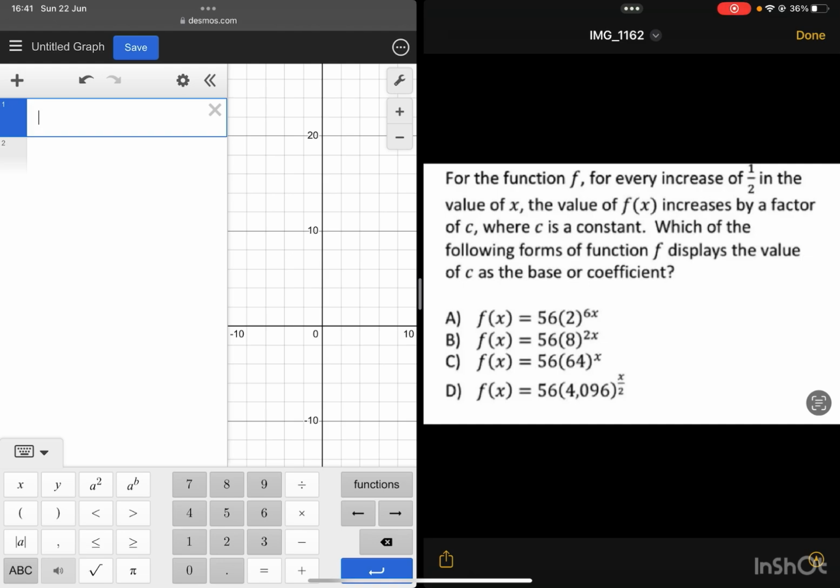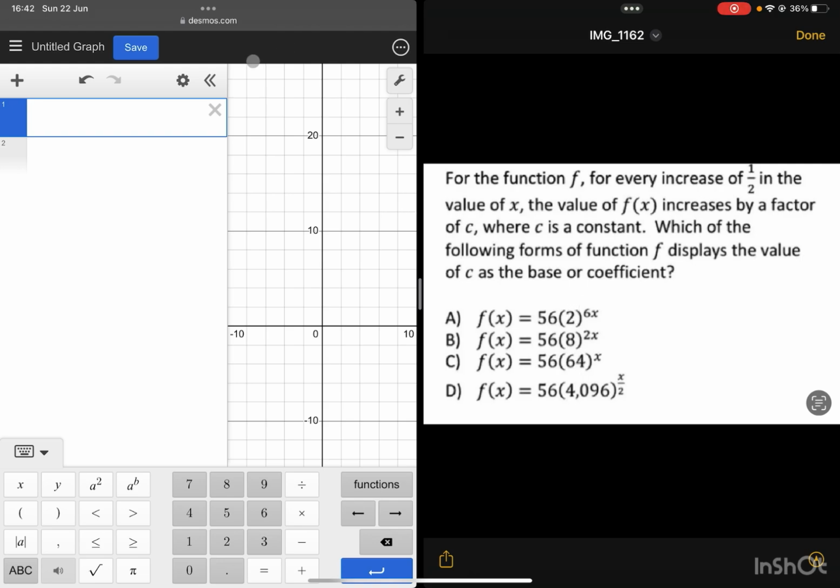Okay, we're going to start with a factor question. For the function f, for every increase of 1/2 in the value of x, the value of f(x) increases by a factor of c, where c is a constant. Which of the following forms of function f displays the value of c as the base or coefficient? So let's ask which of these displays c as the base or the coefficient, which are these values over here.